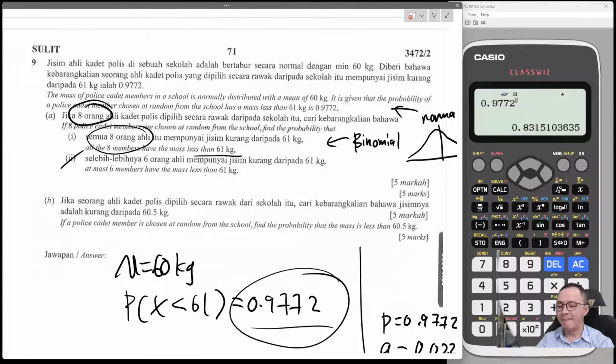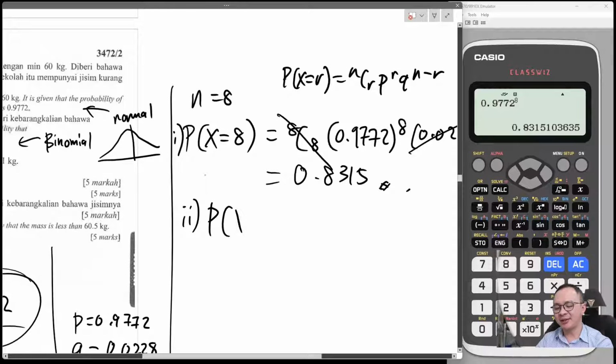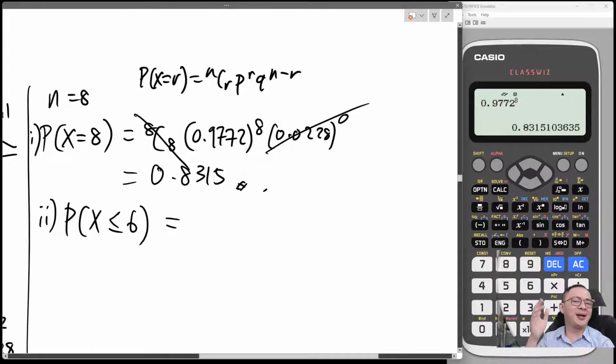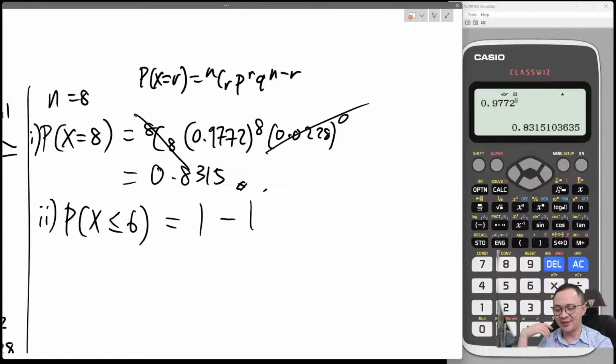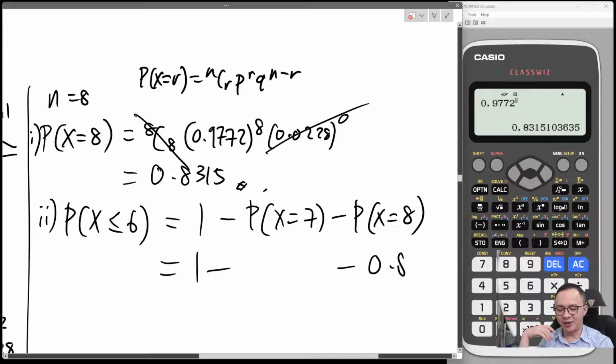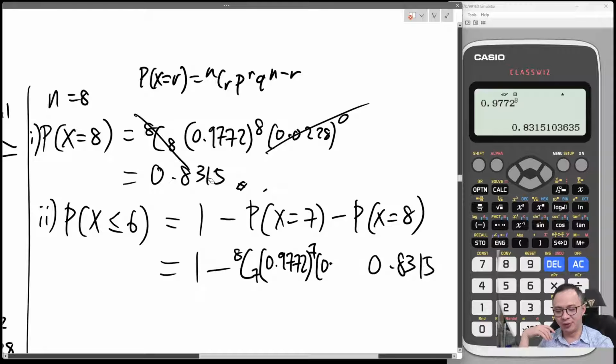Part 2. At most 8 members have a mass less than 61 kg. So that means, at most means maximum, right? So x must be less than or equal to 6. In order to do this, of course you can add 0, 1, 2, 3, 4, 5, 6, but that's so many. I prefer to use 1 minus. I do not want 7 and 8. So 8 I already got, which is this one. 7 I haven't done, so I do 8C7 times 0.9772 to the power of 7 and 0.0228 to the power of 1, minus 0.8315.